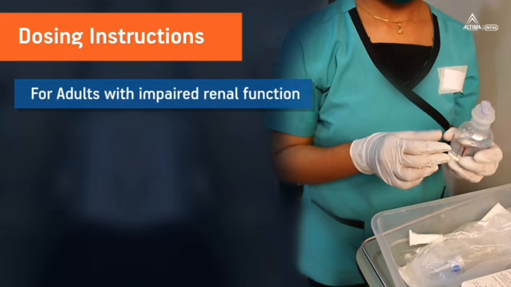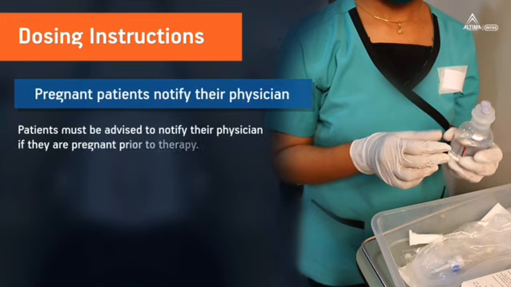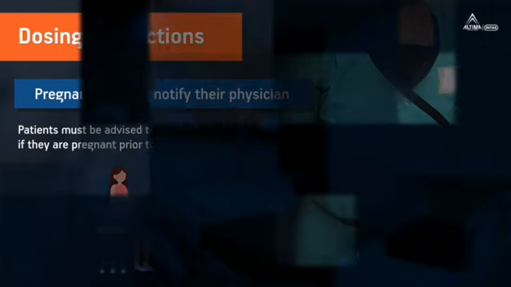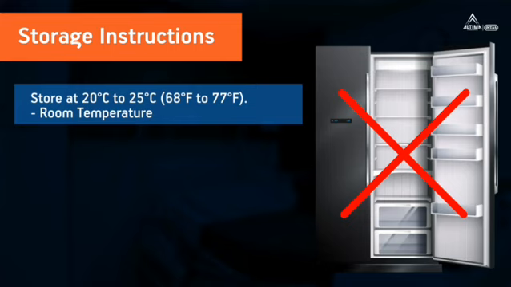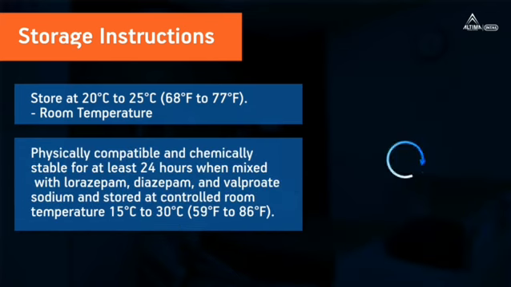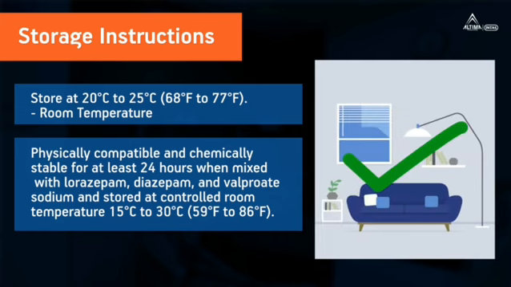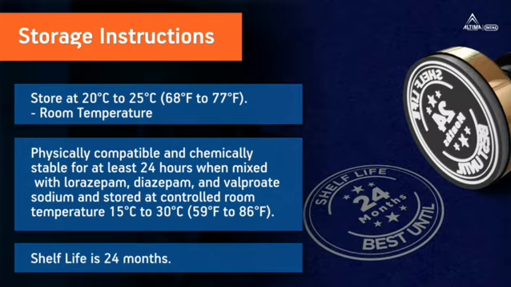For adult patients with impaired renal function, dosing must be individualized according to patient's renal function status. Patients must be advised to notify their physician if they are pregnant prior to therapy. Store at 20 degrees Celsius to 25 degrees Celsius. Physically compatible and chemically stable for at least 24 hours when mixed with lorazepam, diazepam and valproate sodium and stored at controlled room temperature 15 degrees Celsius to 30 degrees Celsius. Shelf life is 24 months.